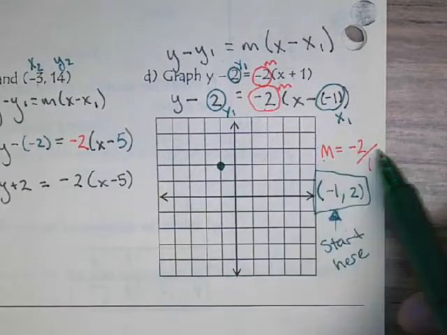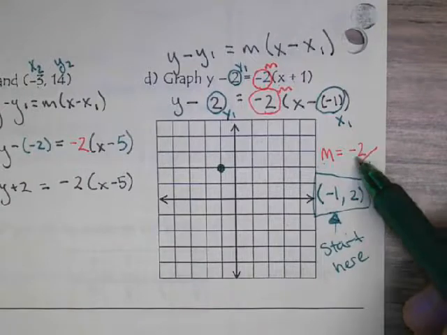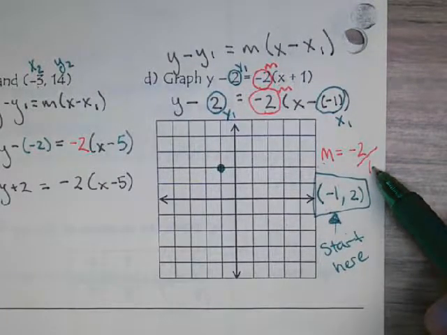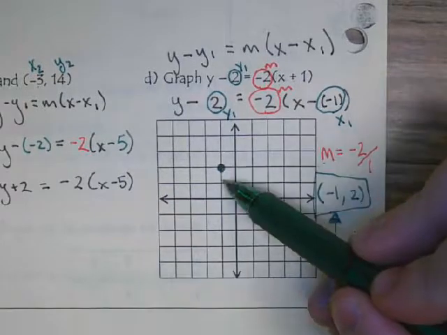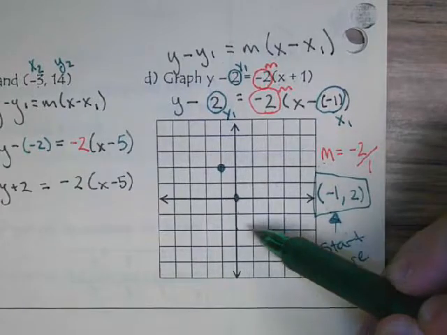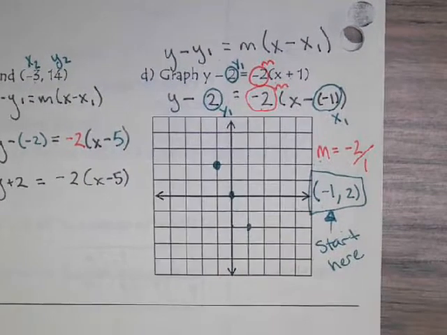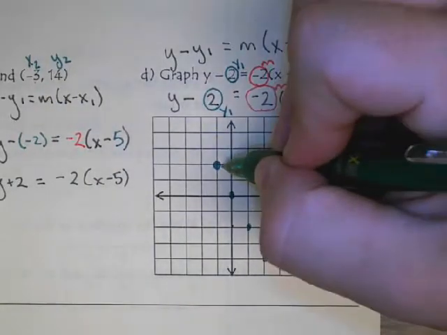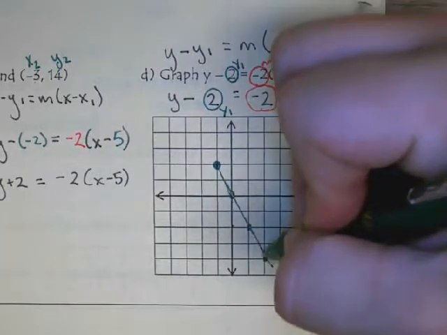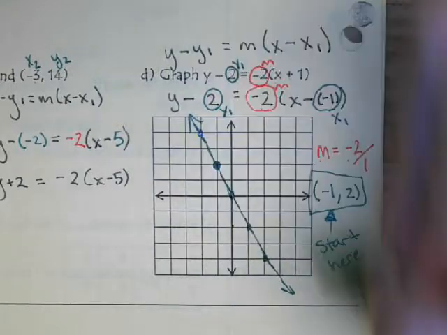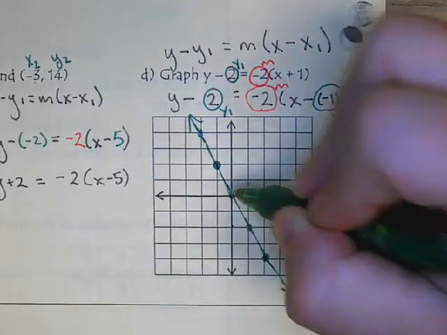Now I'm going to use my slope. Down 2, rise over run. So down 2, negative 2, run of 1, positive 1, so to the right 1. So I'll go down 2, and then to the right 1. Let's do it again. Down 2, to the right 1. Now we can connect our dots. And there's the slope of our line.